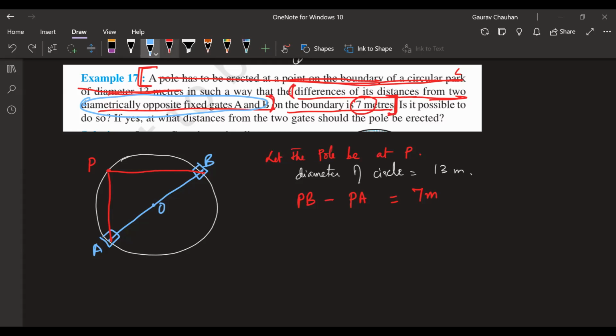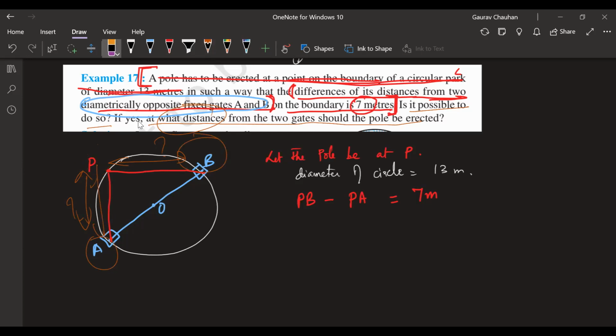Now we will see what we can do. What is it saying afterwards? Is it possible to make something like this? If yes, at what distances? Basically it's asking what distance. What is this distance? What distances from the two gates should the pole be erected? What distance of P to A? What distance of P to B?